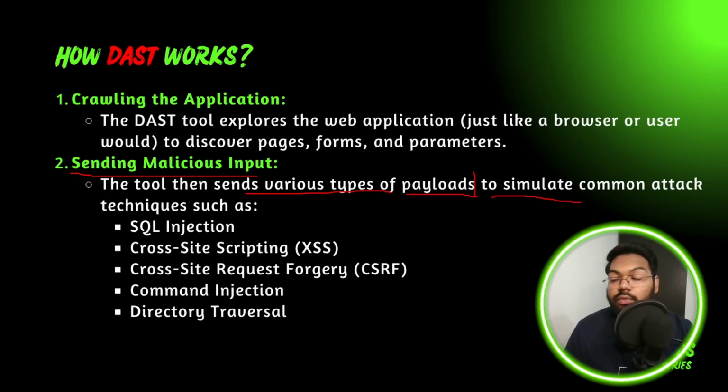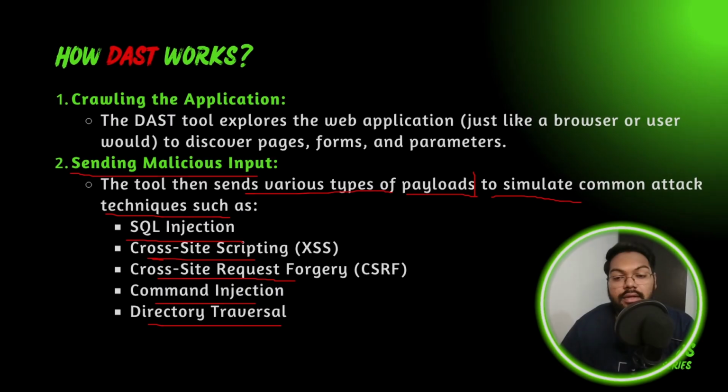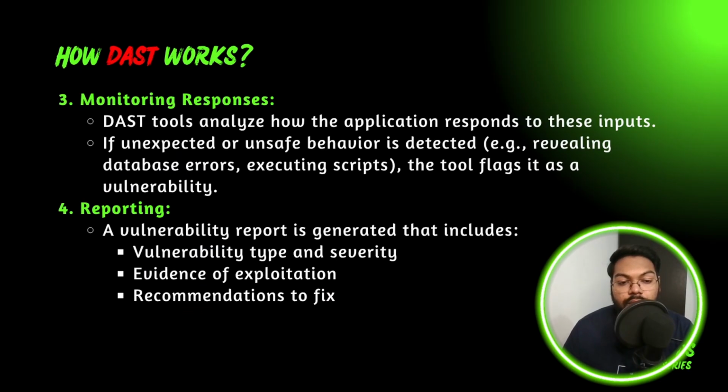So this is how we are going to simulate different common attack techniques which are generally seen. So what are these different techniques? We have seen SQL injection in our previous videos, as well as cross-site scripting. What is CSRF, cross-site request forgery, command injection, and directory traversal. So these are the different things that this DAST tool will test our application for. So this is how a hacker would like to explore your web application, based on certain malicious inputs.